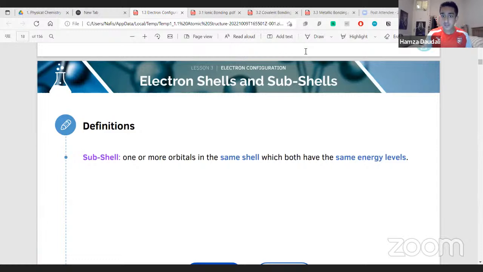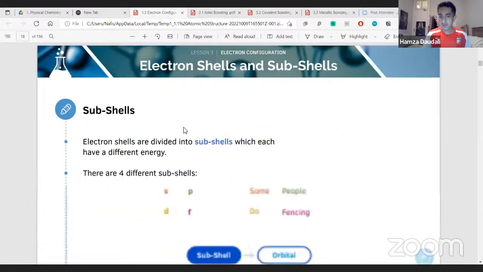A good question here from Ashar. Can electrons be seen in an atomic force microscope? No, electrons are too small to be seen by microscopy alone.